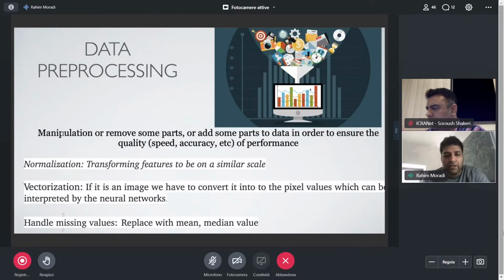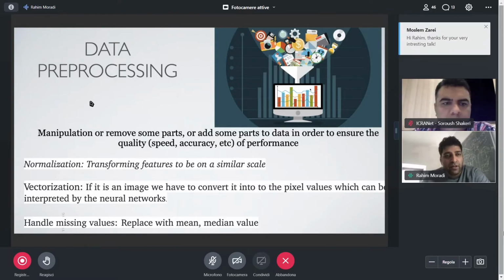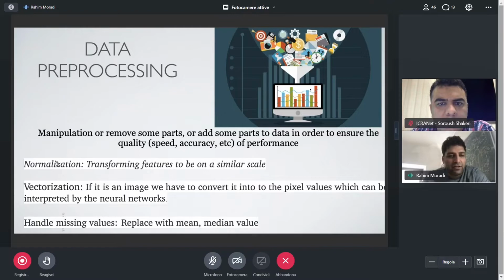And finally, one of the most important things is data pre-processing. Why data pre-processing? There are at least three important reasons. First is normalization, then vectorization, and then handling missing values. Why normalization? Because it gives data in the same range, and it will be easier for the machine to deal with it, to find features, and to be faster compared to when it's not normalized. Vectorization: if we have an image, we need to convert it to a language that the machine can read, from pixels to values. And sometimes we replace missing values by the mean value or the median value.